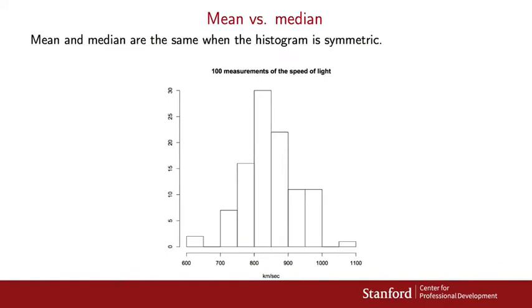So now we know that both the mean and the median summarize the data, and the question is, which one should we use? It turns out that if the histogram is symmetric, then the mean and the median are actually the same. This histogram shows 100 of the first measurements that were made of the speed of light. The numbers on the horizontal axis show the speed measured after subtracting off 299,000 kilometers per second. We see that this histogram is roughly symmetric around this axis. Other data that result in symmetric histograms would be, for example, heights and weights of people.